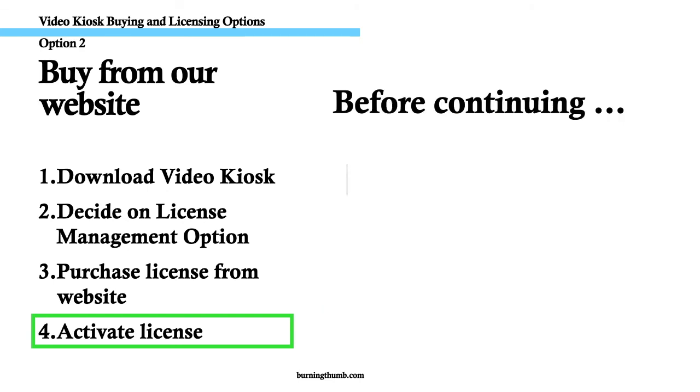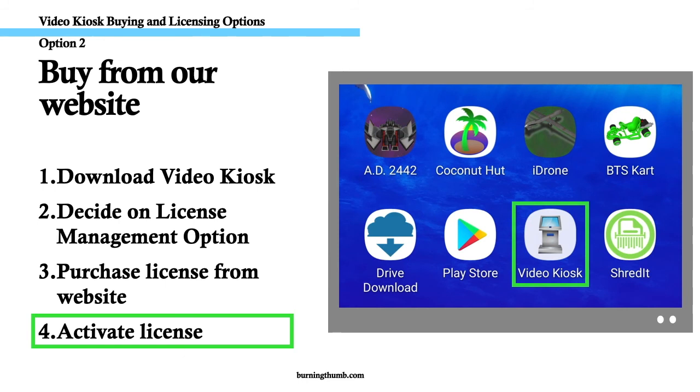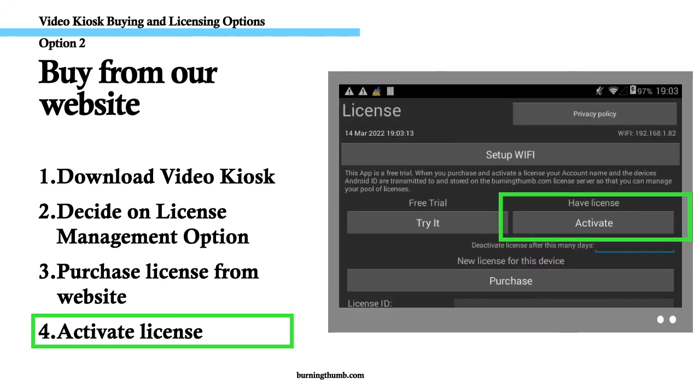If you haven't already done so, install Video Kiosk on the Android device. Ensure that the device has internet access. Open Video Kiosk. Grant any permissions requested. Click the Activate button on the License Activity screen.